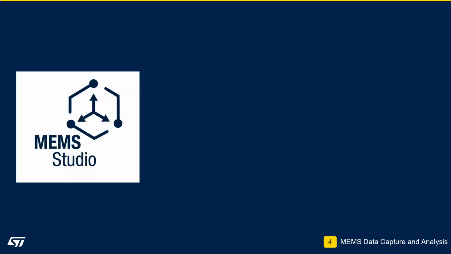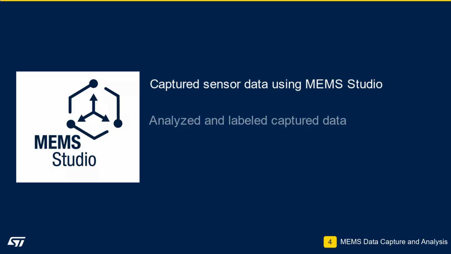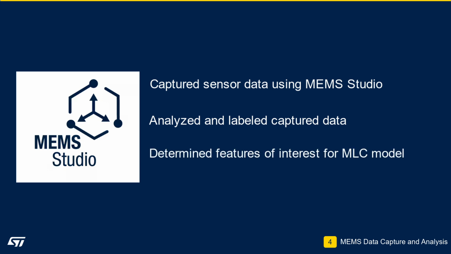In this module, we use the MEMS Studio Save to File functionality to save accelerometer data to your PC. Then we use the data analysis tools to view the time domain, frequency domain, and spectrogram of the captured data, and labeled our data into different states. Finally, we examined the data in order to determine a feature of interest that we could use to generate a machine learning model. This concludes Module 4.